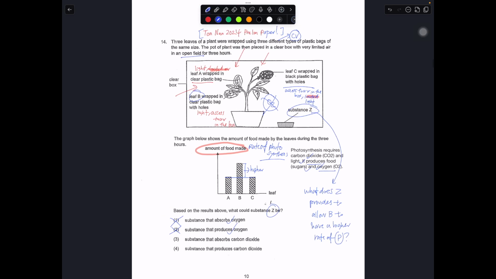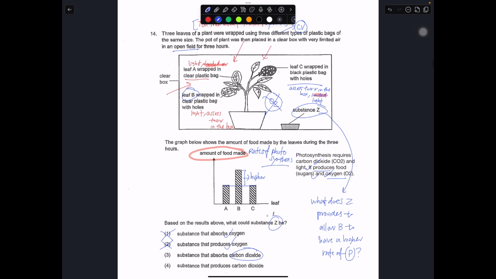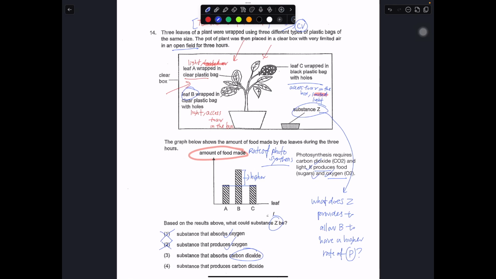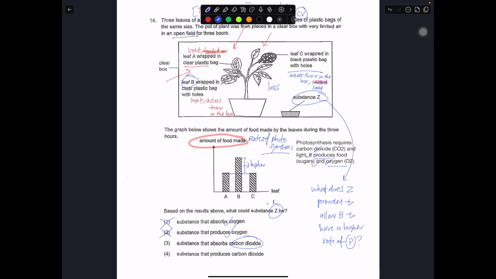So did Z really absorb carbon dioxide? If Z really removed carbon dioxide, there will be less carbon dioxide in the box. Therefore, the rate of photosynthesis for B will decrease. Therefore, B will make less food, which is more or less the same amount of food as compared to A and C, but it is not. It shows you higher. So it does not show that Z removes carbon dioxide. So number 3 is wrong. So the most likely possible answer is 4.